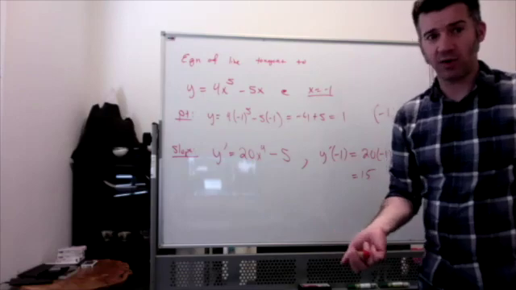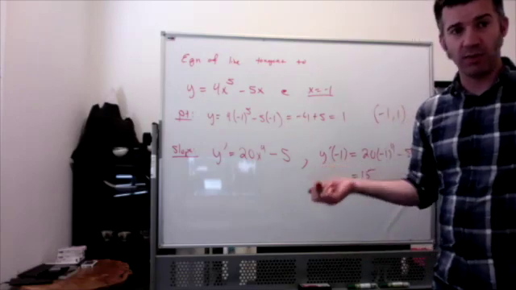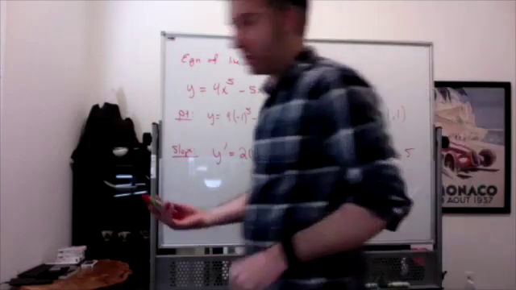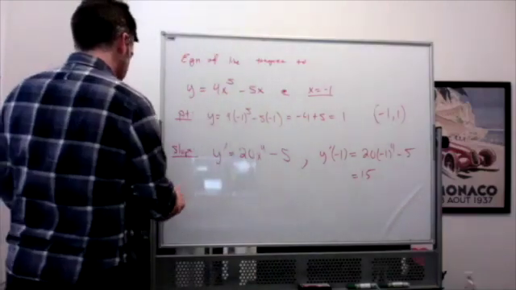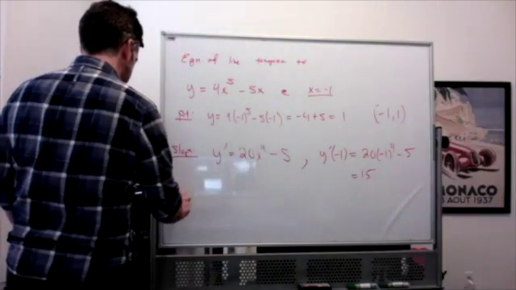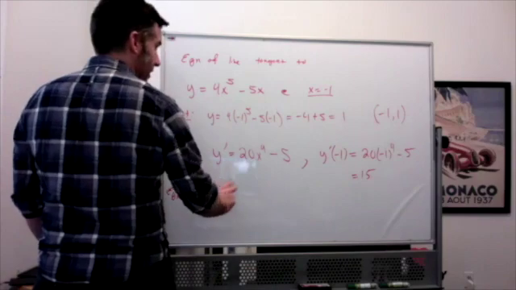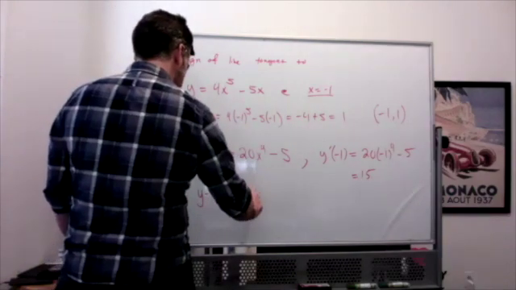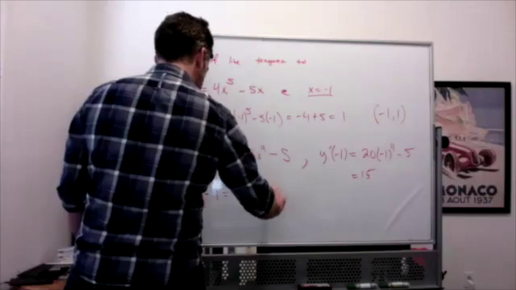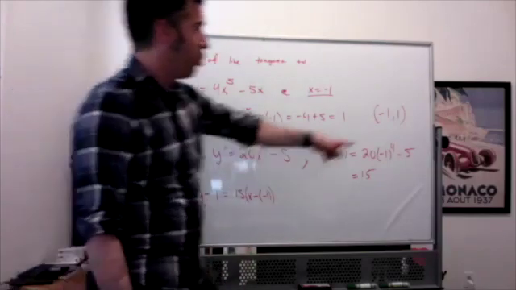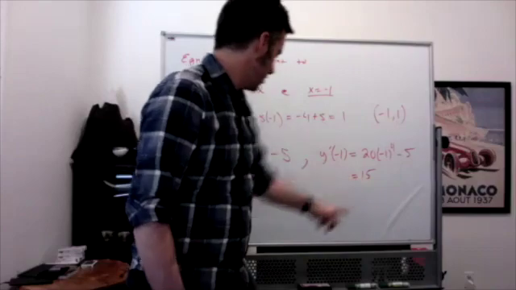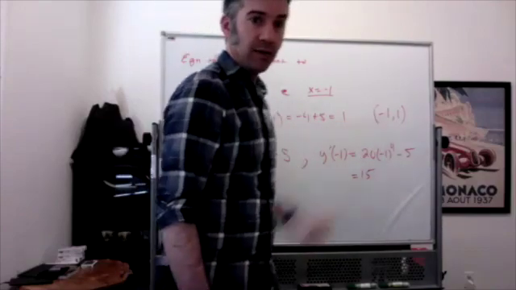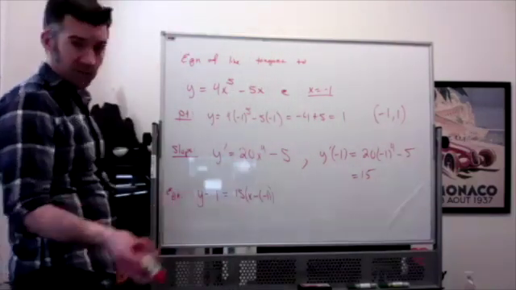Usually they're going to ask for the equation of your line in slope-intercept form. I'm going to start in point-slope form because that's what I usually like. So the equation of the line, I'm going to write first as y minus the y-coordinate equals the slope times x minus the x-coordinate. So y minus 1 equals 15 times x minus -1. And then we're going to simplify it.